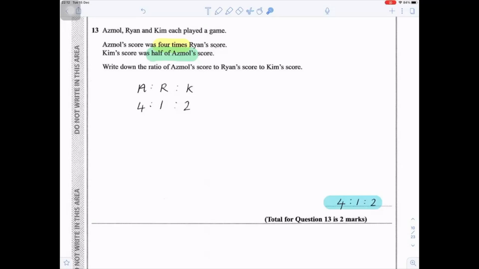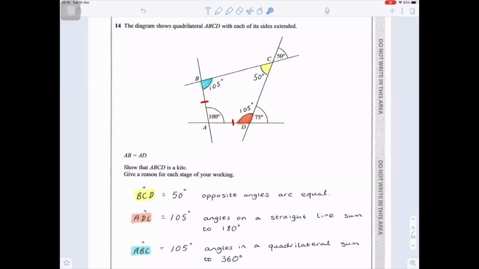Let's start with Ryan, because if Ryan's score is 1, Asmol's score is 4 times 1, which is 4, because it is 4 times. And Kim's score is half of Asmol's, and half of 4 is 2. So that gives 4:1:2 as the ratio.